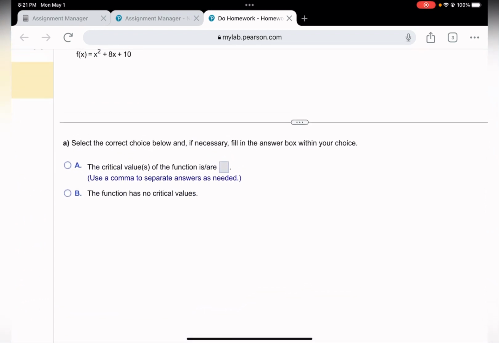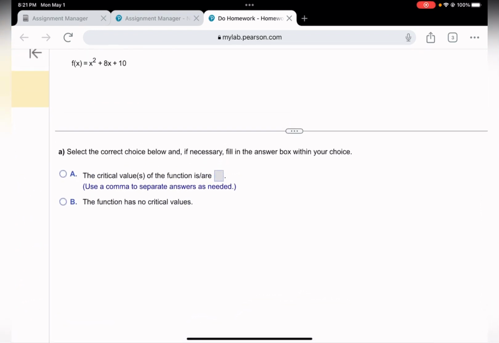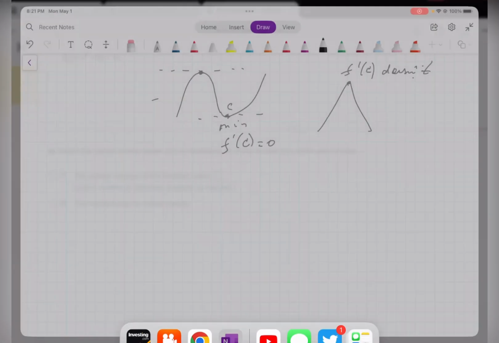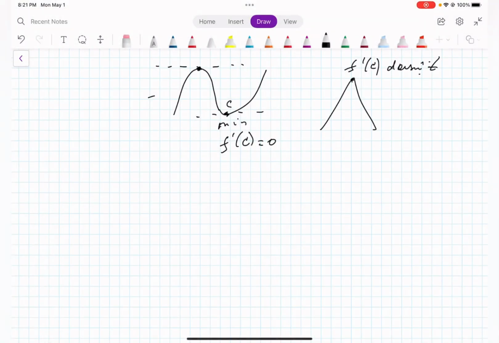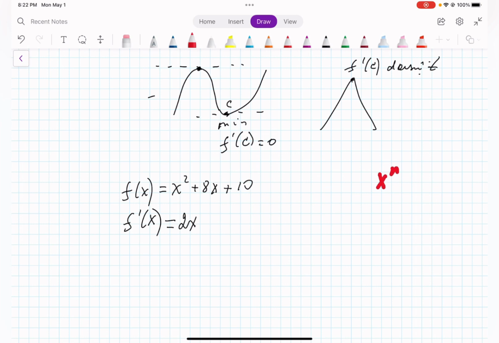Okay, so we have x squared plus 8x plus 10. So to find the critical value, I'm going to take the derivative. So f prime of x is going to be equal. x squared is going to be 2x, right? To remind you real quick of the formula, the derivative of x to the power n.